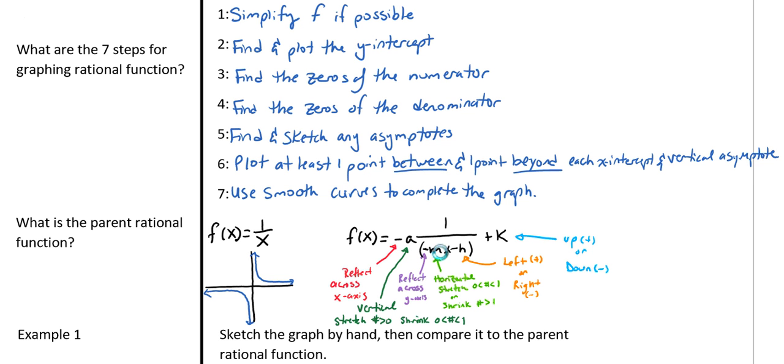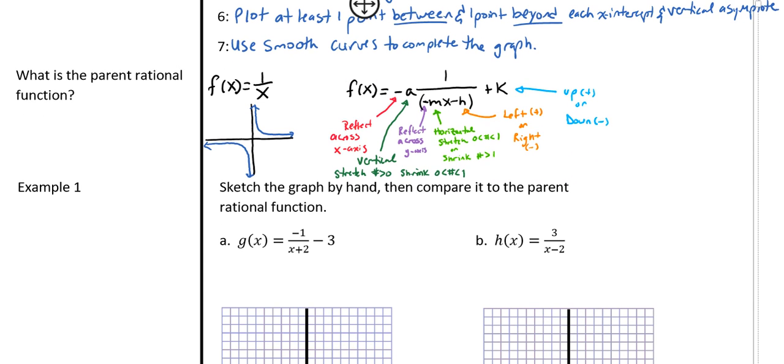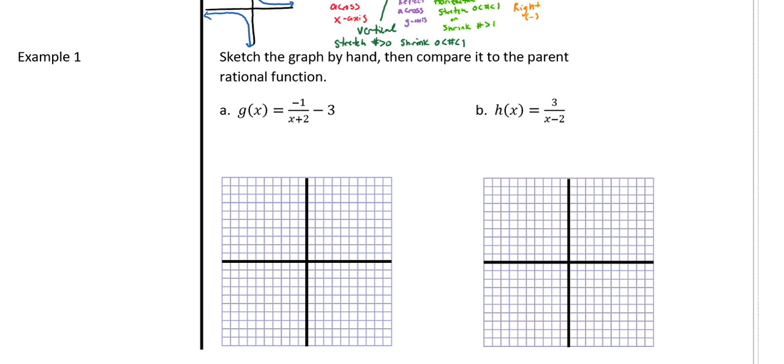So we're going to be sketching by hand and then comparing to its parent function the rational functions g of x equals negative 1 over x plus 2 minus 3 and h of x equals 3 over x minus 2. So let's begin. Let's take a look at a. So our g of x equals negative 1 over x plus 2 minus 3. It says reduce it if you can, and we can't reduce that. So we're ready to move on to our next step.